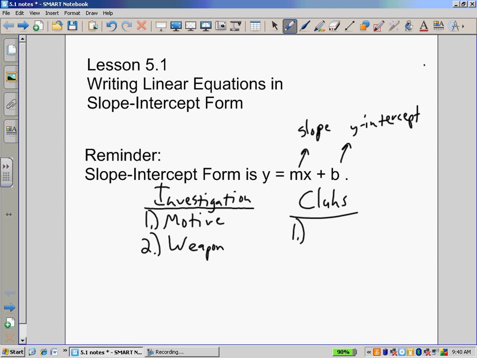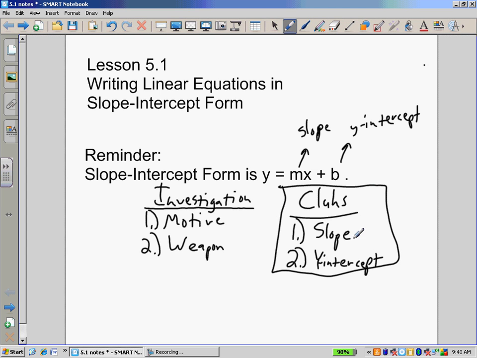So the first clue is the slope. That's our first clue. The second one is the y-intercept. So the point is, in this whole chapter, this is our focus. If we can find the slope, find the y-intercept, we can simply plug them into this equation, and we'll be ready to go.